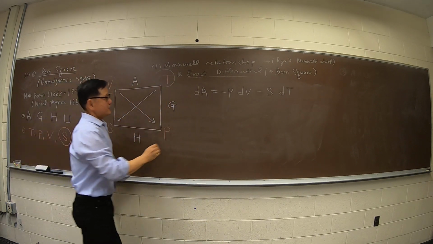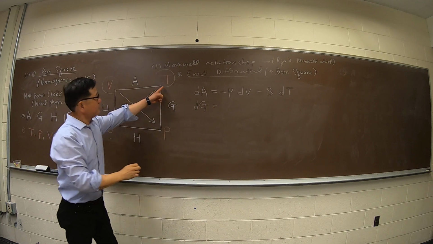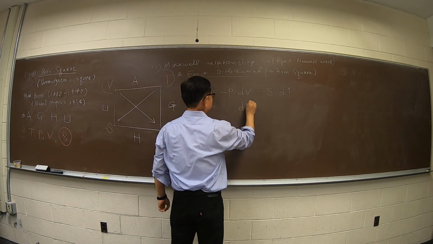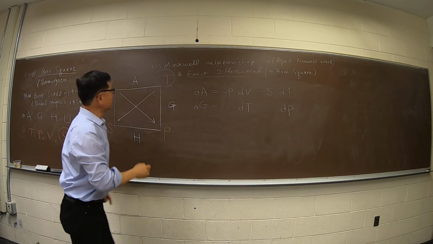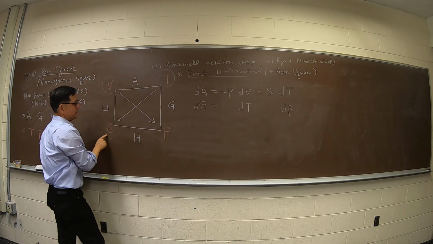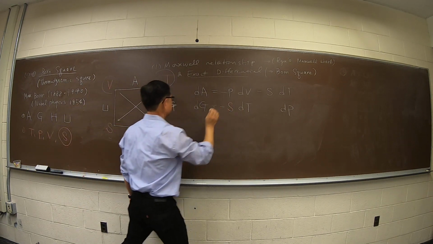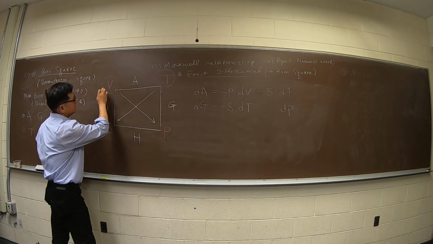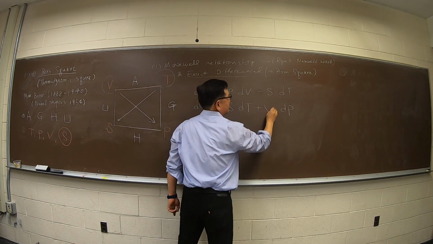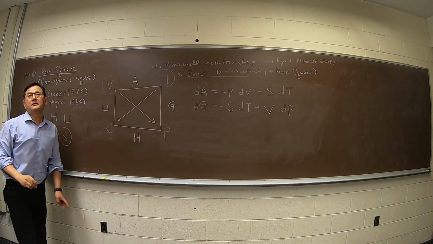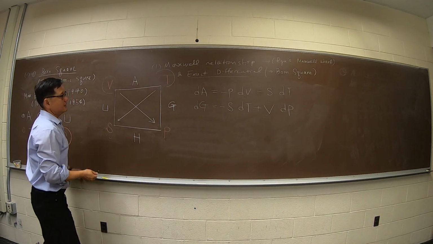So let's do the G. Your partner is dP, dT. And then what am I looking at? dT needs an S against the arrow direction, so minus S. And dP needs a V in the same direction, so plus V. So that's the Born cycle that we just derived in the beginning.